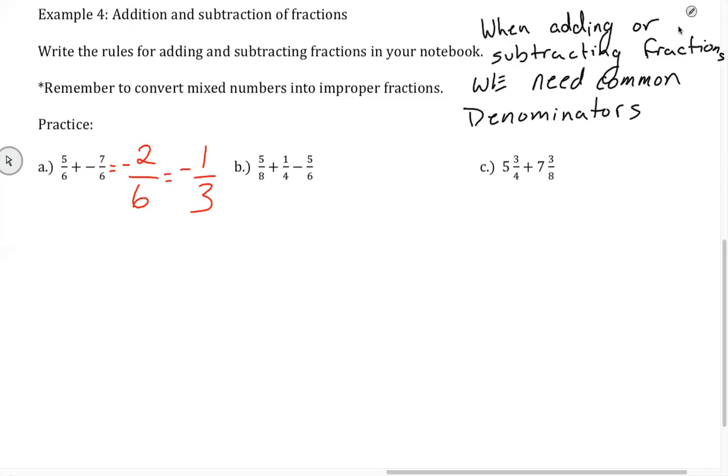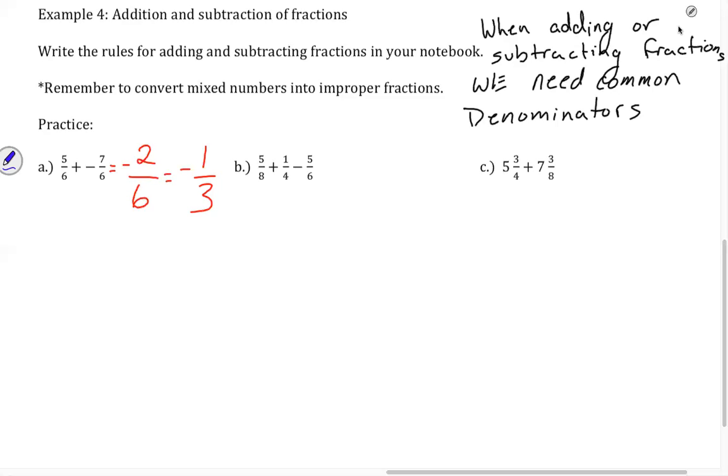Now, Emily, how are you today? Great. Fantastic. Emily, are the denominators the same in B? No. So I have to find a common denominator. Do you happen to know what that common denominator is? Is it 24? It is 24. Say it with confidence, 24.